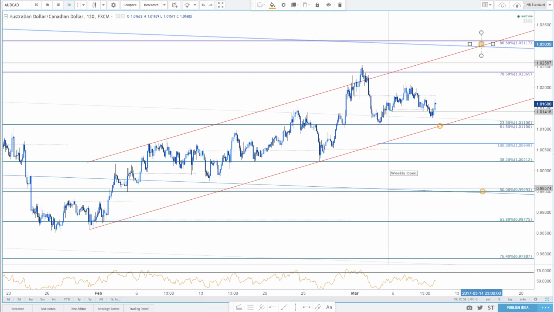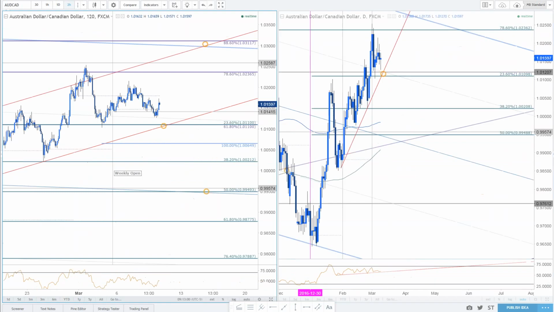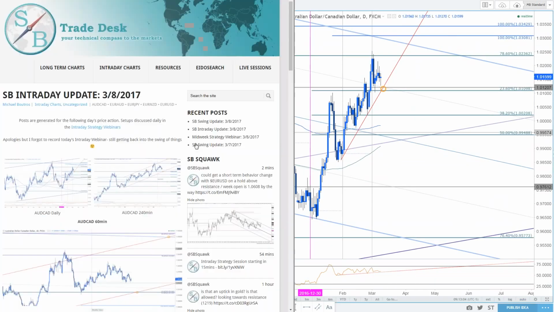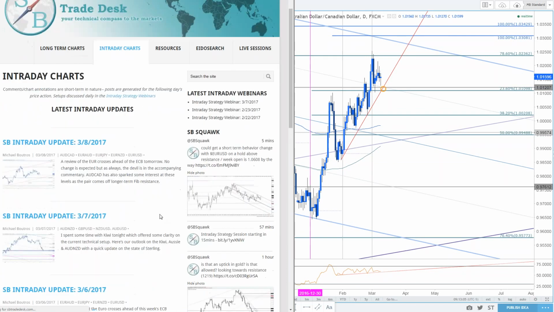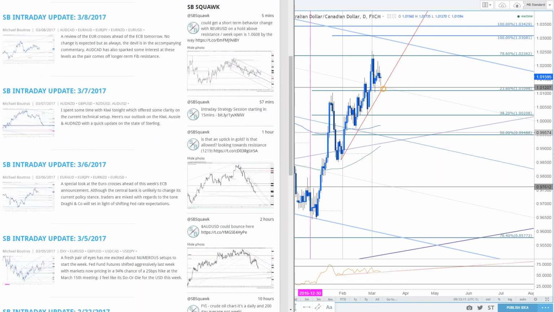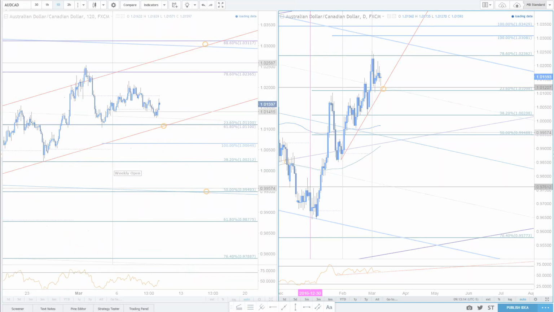Quick reference, not really much to update as far as Aussie Kiwi is concerned, but it is something that we covered earlier in the week, so I kind of wanted to give you an update on where we are there. Aussie Kiwi was looking really interesting early in the week as we came into a critical resistance zone. It's just been hovering right below that zone.